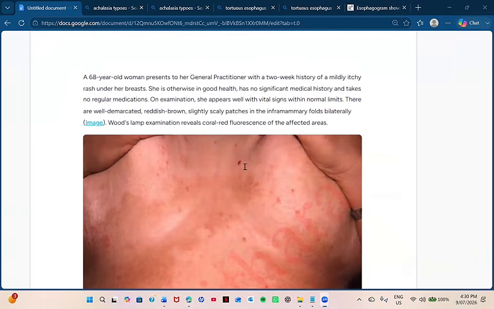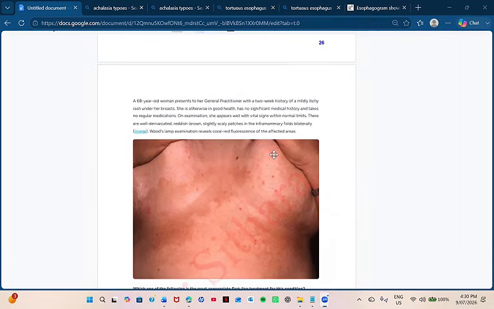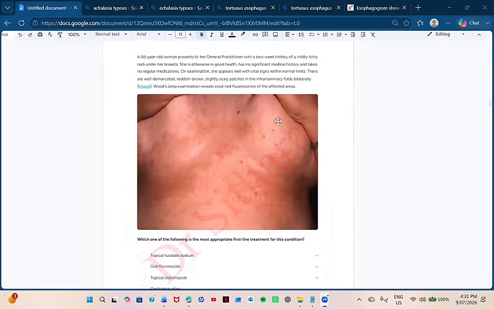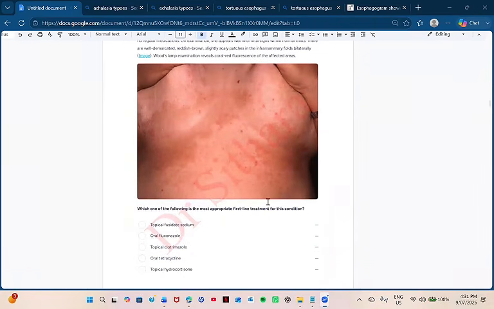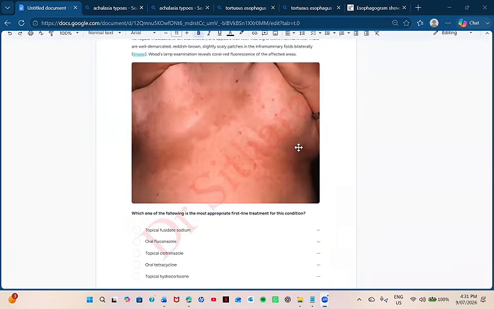A 68-year-old woman presents to the GP with a 2-week history of a mildly itchy rash under her breast. She is otherwise in good health, has no significant medical history and does not take any regular medications. On examination, she appears well with vital signs within normal limits, and there are well-demarcated reddish-brown, slightly scaly patches in the inframammary folds bilaterally. A Wood's lamp examination revealed coral red fluorescence in the affected area. Which one of the following is the most appropriate first-line treatment for the condition? So, what do you think? Type your answers here.